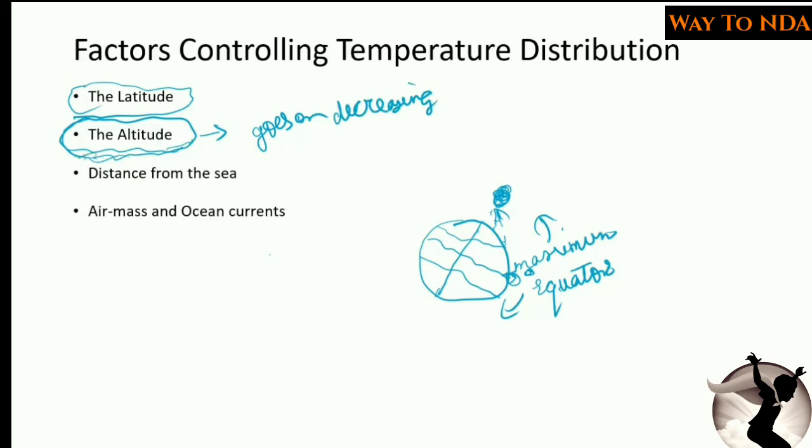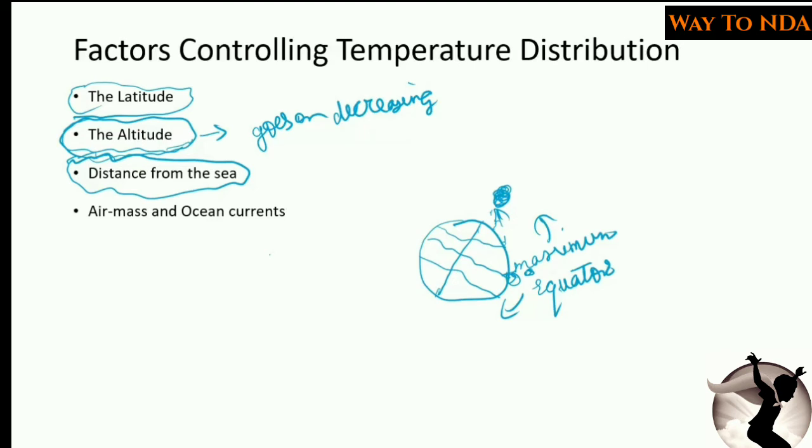Now, the distance from the sea. You should know two important things. When we were studying the various landforms, I told you that the heating of water and the land surface is very different. Land heats up quickly and loses its heat quickly, but water takes time to heat up and loses its heat very slowly.